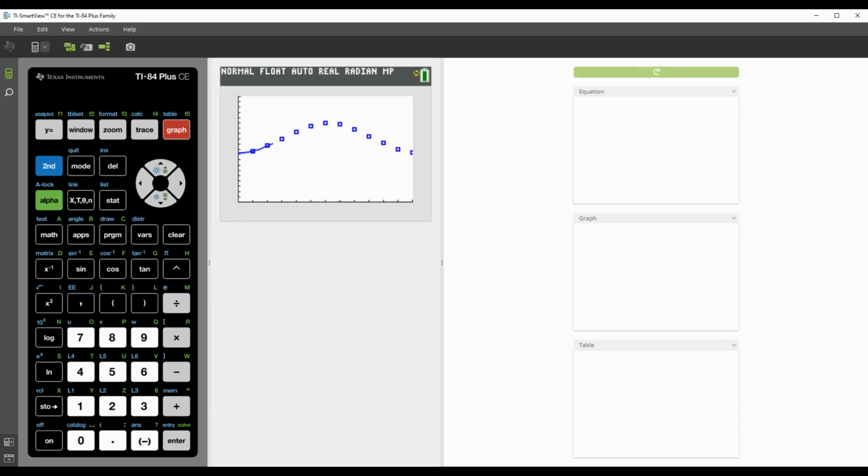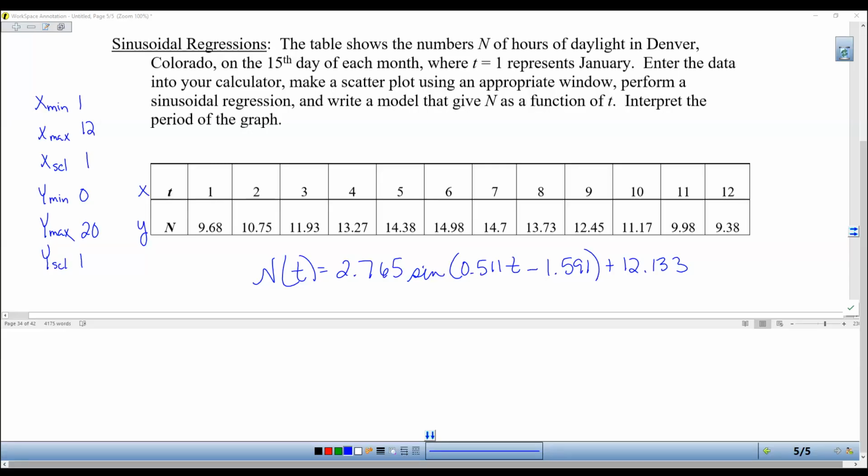And now when I hit graph, look at that. It goes right through it. It's perfect. The last step just said interpret the period of the graph. So remember that the period is 2 pi over b, which for this one is 2 pi divided by 0.511. And if you do that on your calculator, you'll get approximately 12. Does that make sense? I hope so, because that is the length of it. And then after the 12 months are done, then the cycle, the year, would repeat. And so that's why the period comes out to be 12.